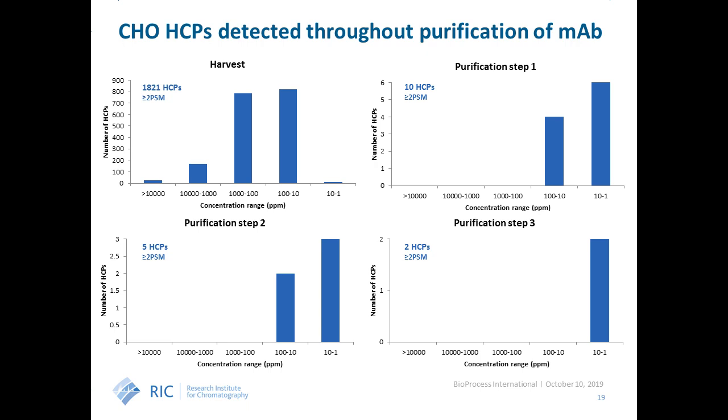Now this slide here plots the number of host cell proteins that we detected at a given concentration in the different downstream processing samples. And in the harvest samples, we see that host cell proteins are detected between 1 ppm and 600,000 ppm. And what we also see is that throughout the process, we observe a quick drop in HCP concentration to below 100 ppm, to then end up in the final sample below a value of 10 ppm.